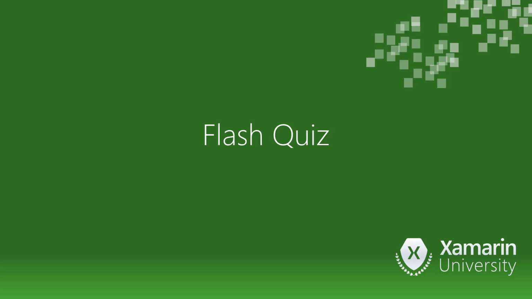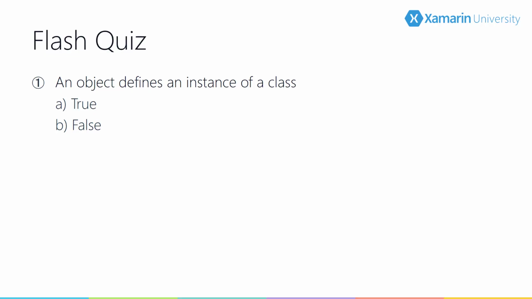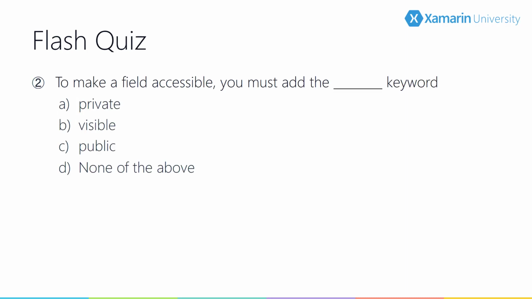All right, time for another flash quiz. So question number 1, an object defines an instance of a class. Is that true or false? And the answer here is true. Yes, an instance and an object are basically the same exact thing. Number 2, to make a field accessible, you must add the blank keyword. All right, that would be C, public. Yes, if we make something public, then it's accessible by classes or other things outside of that class.